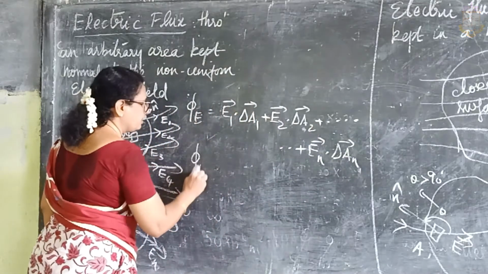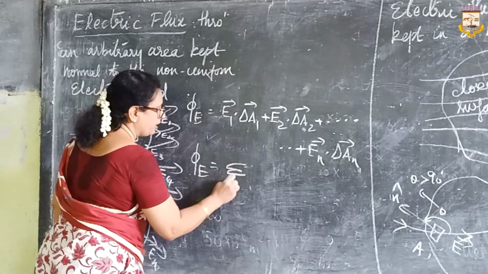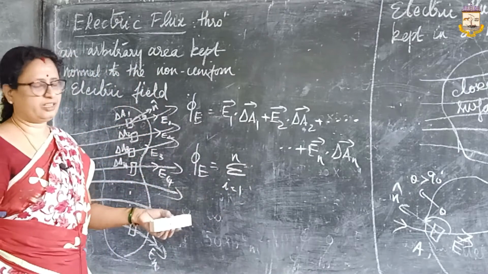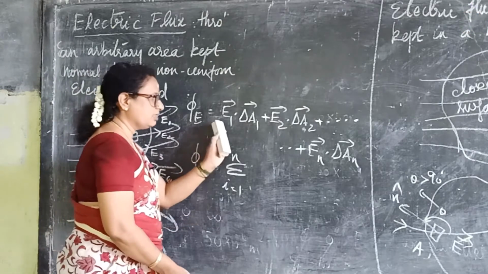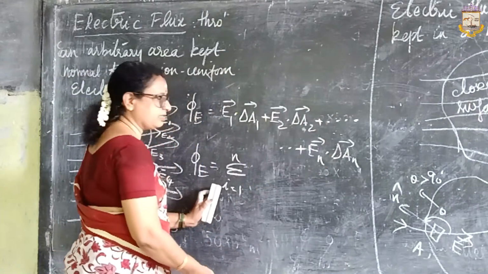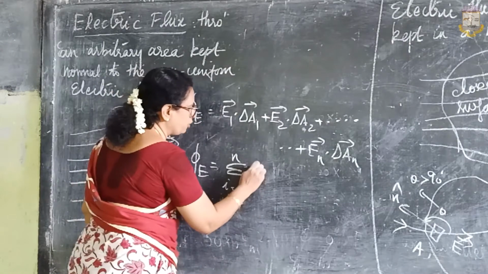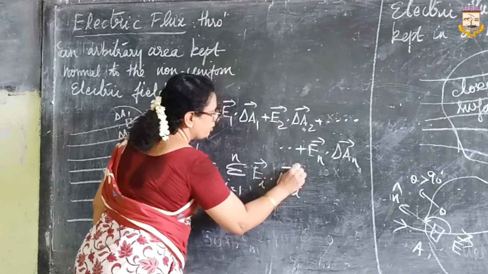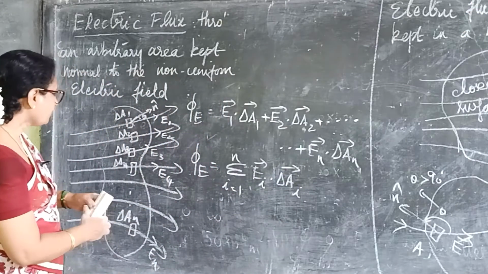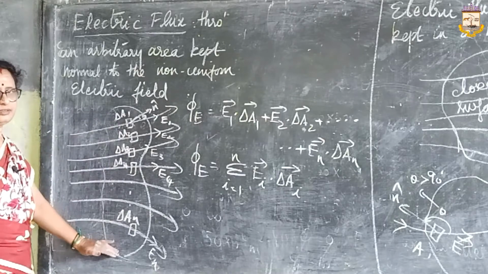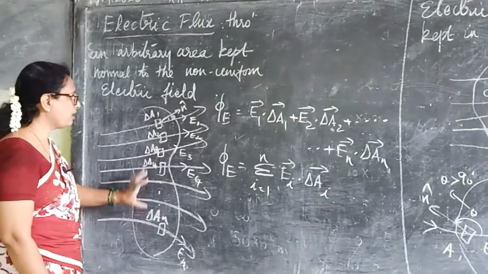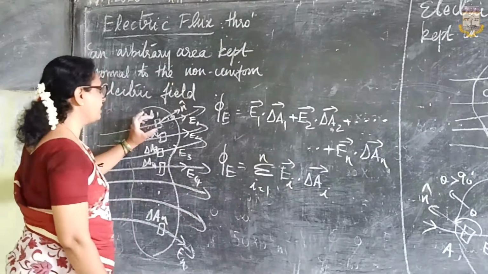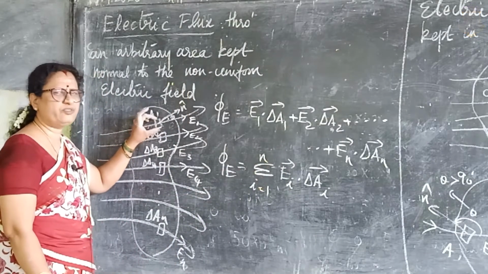So we can write this as a summation, i equal to 1 to n, in the similar way how we wrote for electric field. The same way, this equation can be written as a summation, i equal to 1 to n, Ei vector dot del Ai vector. Here again, in this arbitrary area there are n number of area elements. So we have this expression, and these area elements, if we consider them, are very, very small.